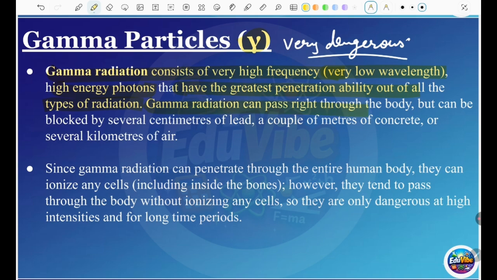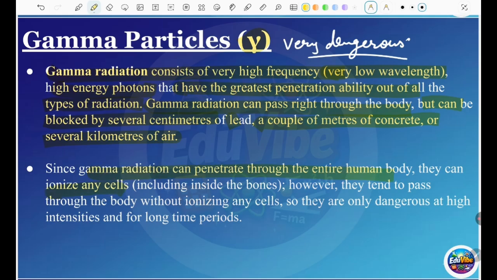So gamma radiation can pass right through the body, and it can be blocked by several centimeters of lead, a couple of meters of concrete, or several kilometers of air. So again, this is very harmful for our body too. It can penetrate throughout the entire human body.